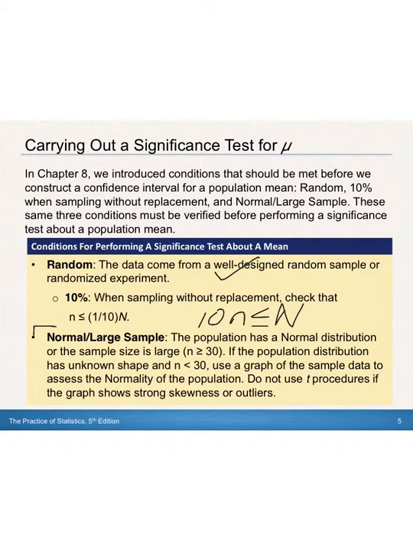And then here's where it's just a little different. If the population has a normal distribution or the sample size is larger than 30, we're going to go ahead and use t-scores, assuming we don't have the population standard deviation. Now, if the population distribution is an unknown shape and n is less than 30, we actually have to check to see if there's strong skewness or outliers. So we will graph it and look at that. And if so, we can't use t-scores, because the population has to be normal for us to be able to use them.